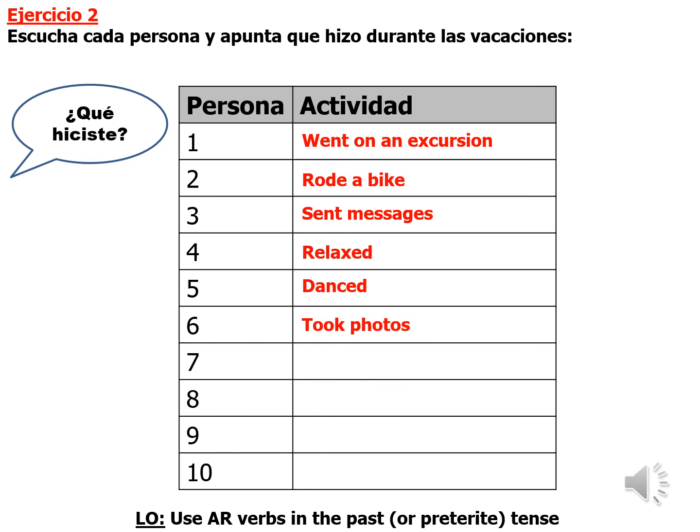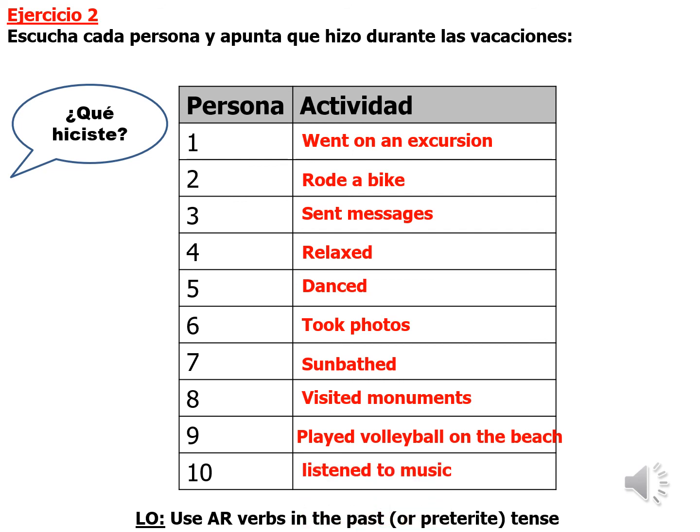Number 6. Took photos. Saqué fotos. Number 7. Sunbathed. Tomé el sol. 8. Visited monuments. Visité monumentos. 9. Played volleyball on the beach. Jugué al voleibol en la playa. And 10. Listened to music. Escuché música. Note down your score out of 10.